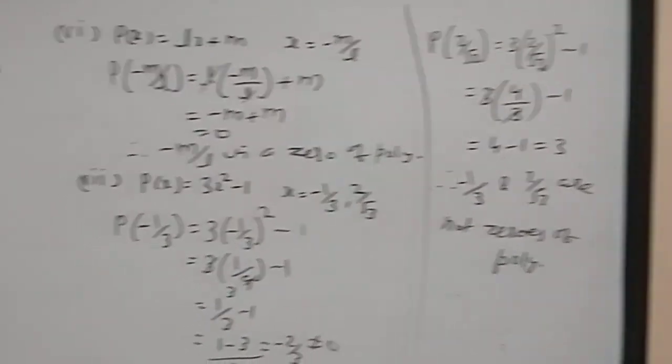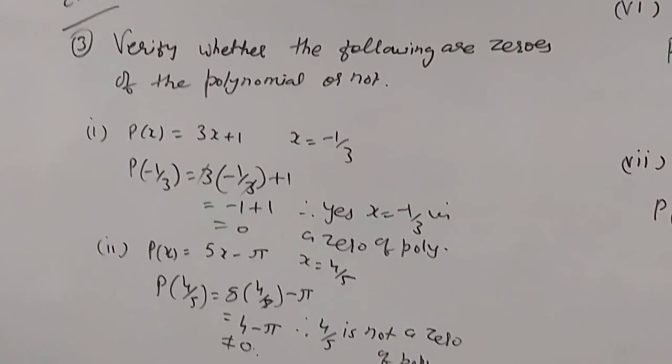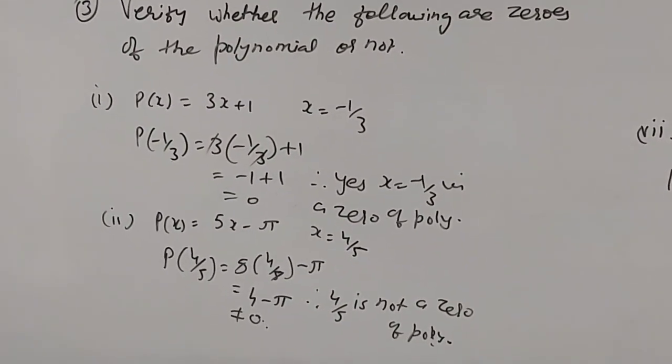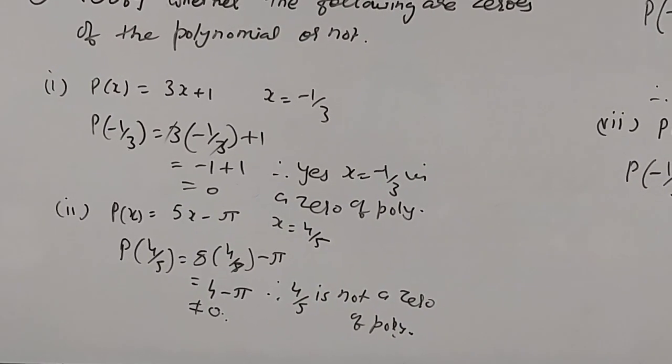So it's very easy. You can see it again. If the answer is 0, then it is a zero of the polynomial. If the answer is not 0, then it is not a zero of the polynomial.